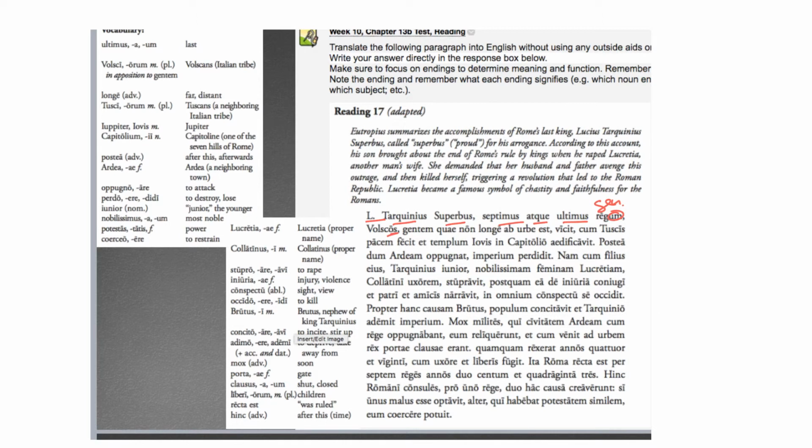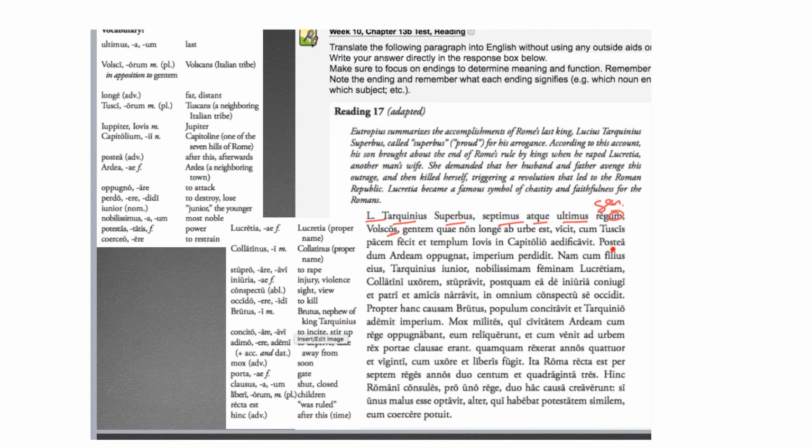Regum is genitive with that um ending. Now, Volscos, accusative with that os. So we can't keep going with that. We got to get the verb in there. So Lucius Tarquinius Superbus, the 7th and last of the kings, conquered, vicit, the Volsci, a tribe or group which is not far from the city. All right, he made peace with the Tusci, and he built the temple of Jupiter on the Capitoline Hill.